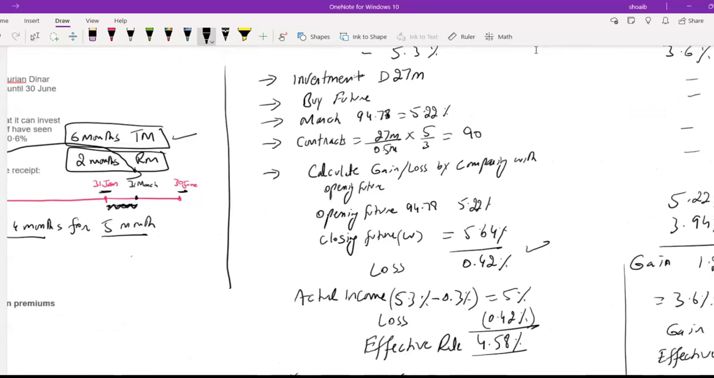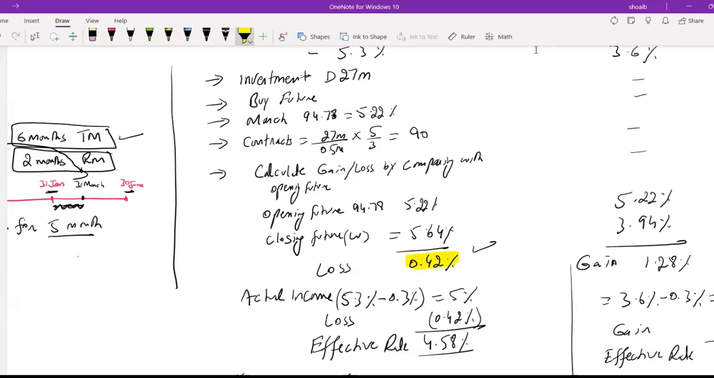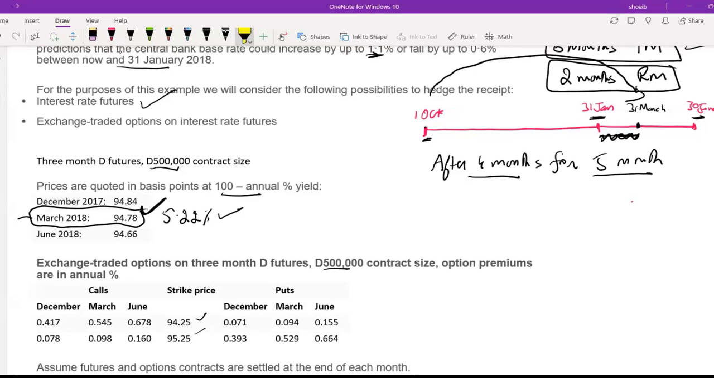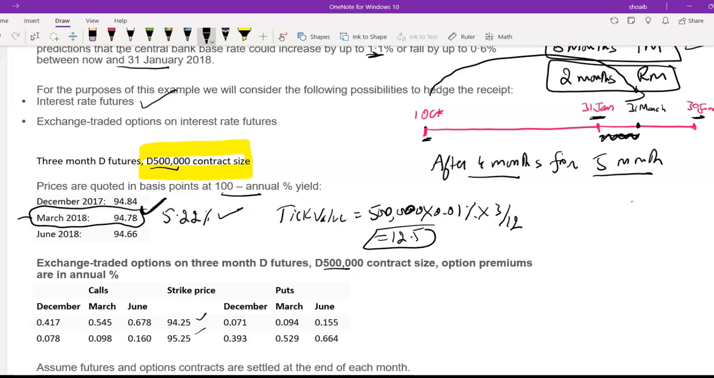Okay. If you want to convert this into absolute amount, how to do that? Go to the question, check what is the tick, number of ticks. Number of ticks are not given, but contract size is given. So tick value is amount of contract into 0.01% into 3/12. So it is equal to 12.5. So tick value is 12.5.